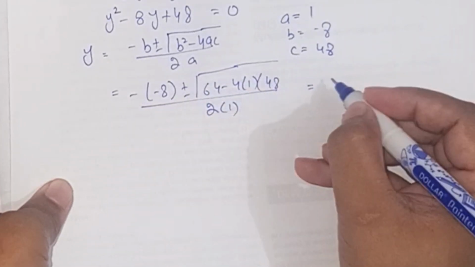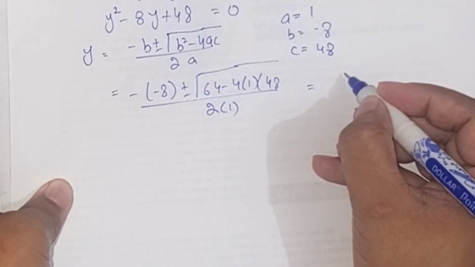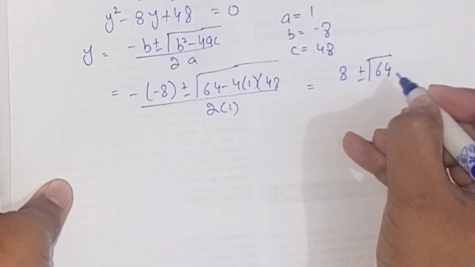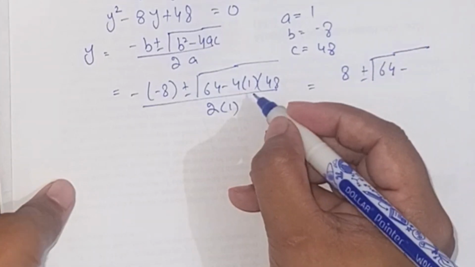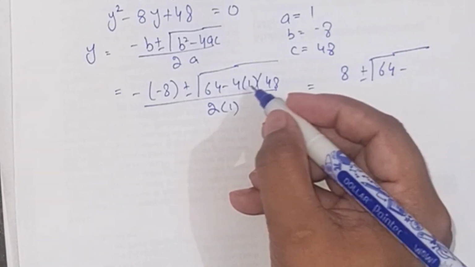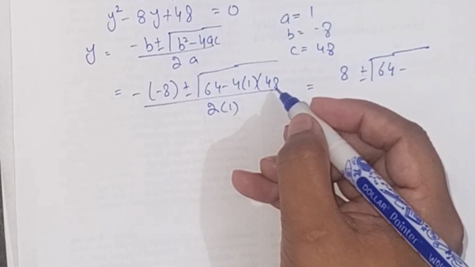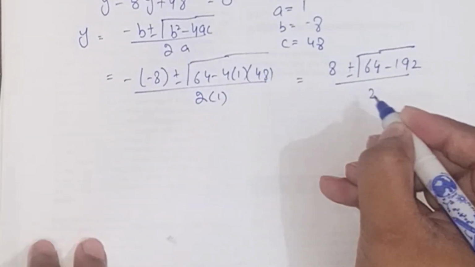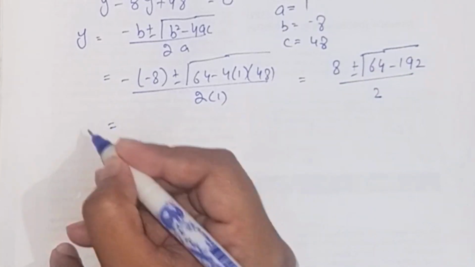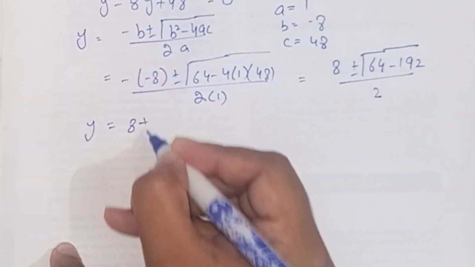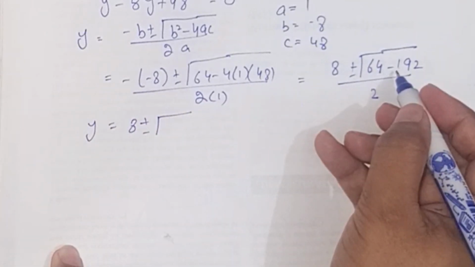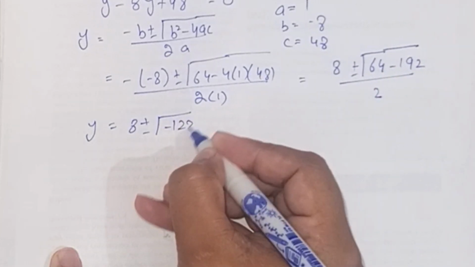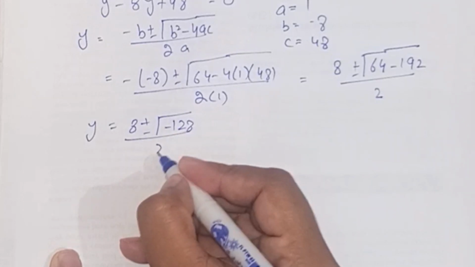So we simplify this value. So minus and minus will become a positive. So it's a positive 8 plus minus square root of 64 minus, multiply 4 by 1, we get 4. Multiply 4 by 48, we get 192, over 2 ones are 2. So we again simplify this value. So y is equal to 8 plus minus square root of 64 minus 192, which is minus 128, over 2.